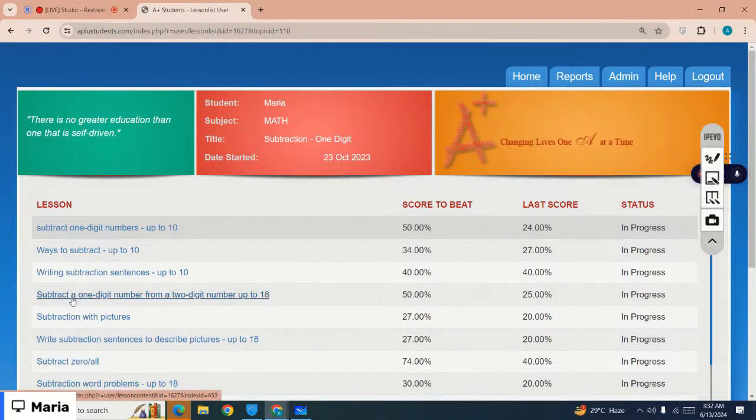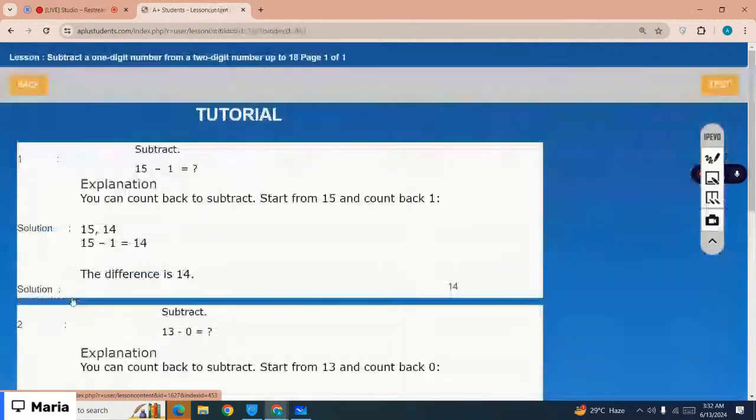The next lesson is subtract a one-digit number from a two-digit number up to 18. Let's just start with the lesson. So the first example is 15 take away 1, right? When subtracting, you can count back, so you have to go back one digit. From 15, when you go back one digit, that would be 14. So the difference is 14, right?